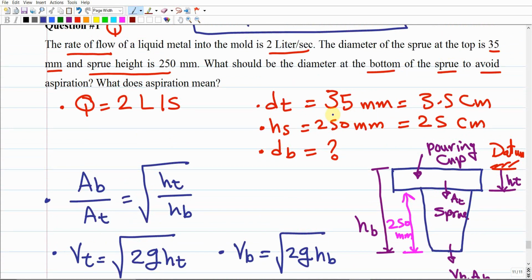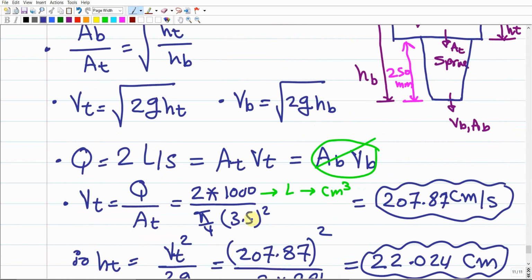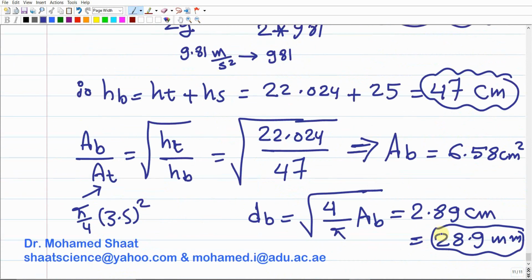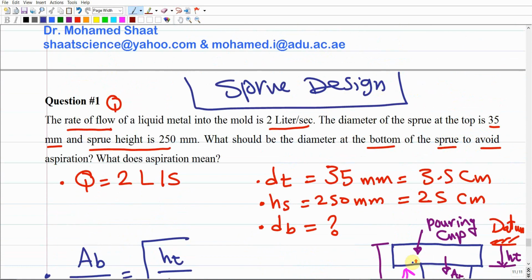To make sure that your calculator is correct, definitely the diameter of the down sprue at the bottom should be lower or smaller than the diameter of the down sprue at the top. At the top it was 35 millimeter, at the bottom we got 28.9 millimeter. It means that we are in good shape, and this result makes sense. And this was what was required for this problem, just to calculate the diameter of the down sprue, what should be the diameter at the bottom of the sprue, to avoid aspiration.